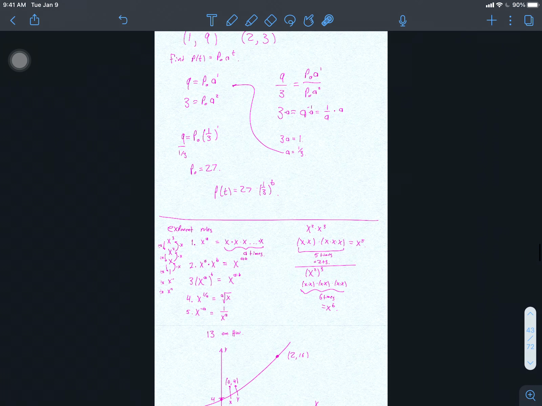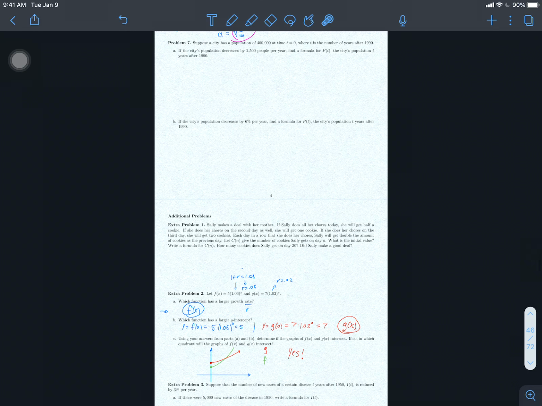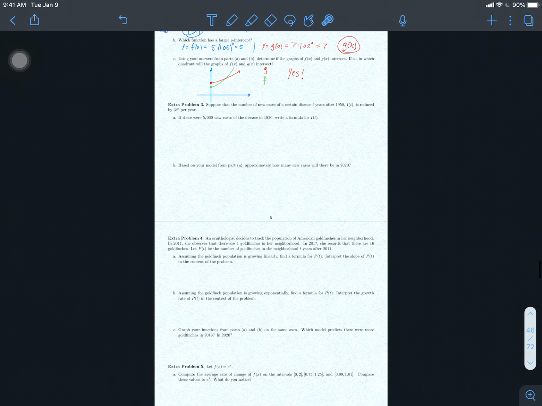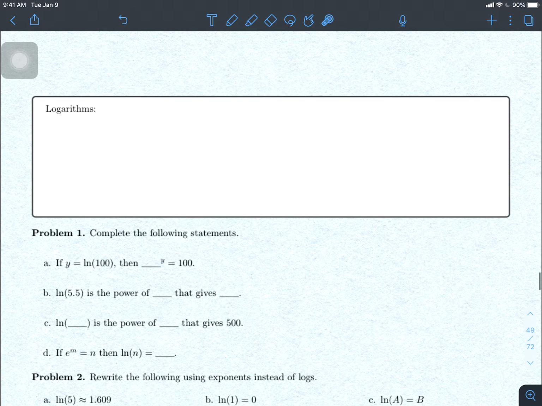All right, I think I'm going to move on from exponents now and talk about something which is related to exponents, which is logarithms. So we're going to move on to section 1.6 now.